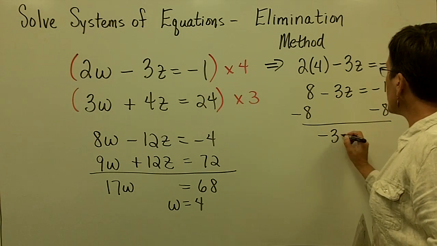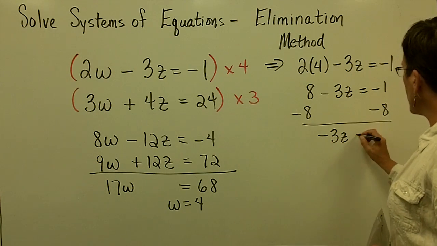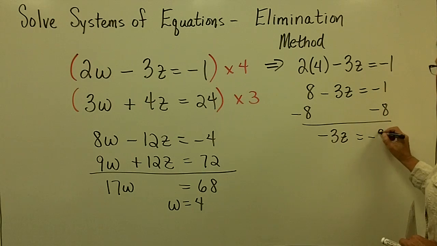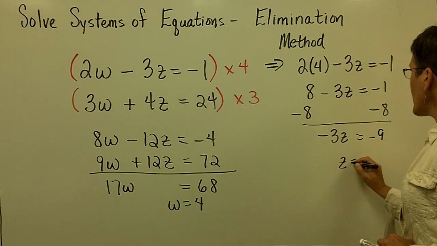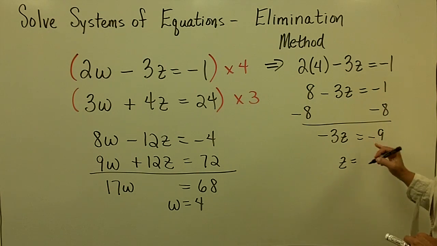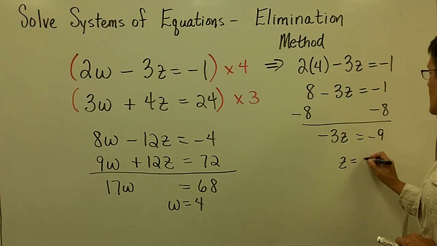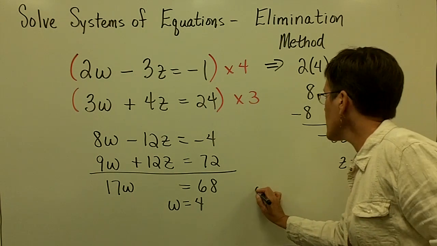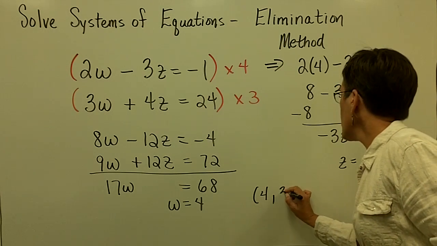Don't forget this negative sign right there. A negative and a negative adds to be a negative 9, and when I divide both sides by a negative 3, negative 9 divided by a negative 3 is a positive 3. So my answer is w is 4 and z is 3.